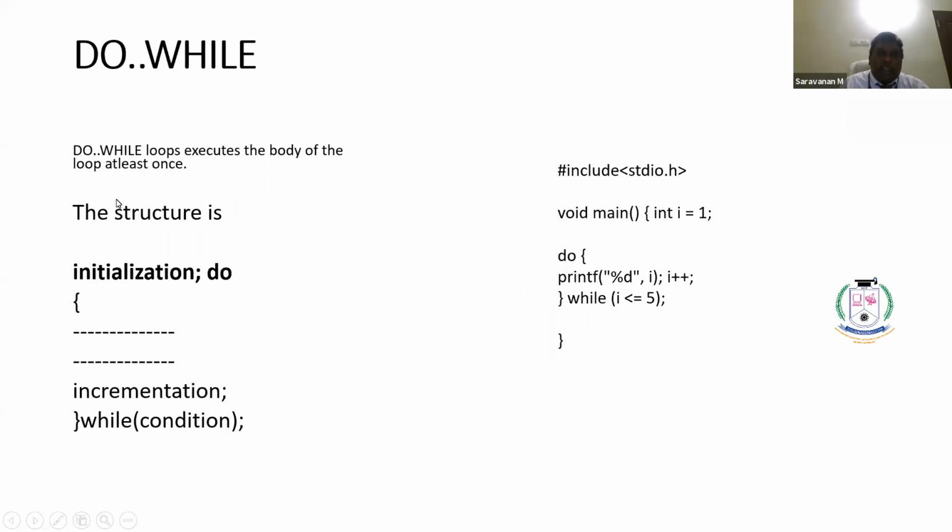The next one is do while, where it goes inside and starts executing. At least once, the set of statements inside this will be executed. After that it will check the condition.